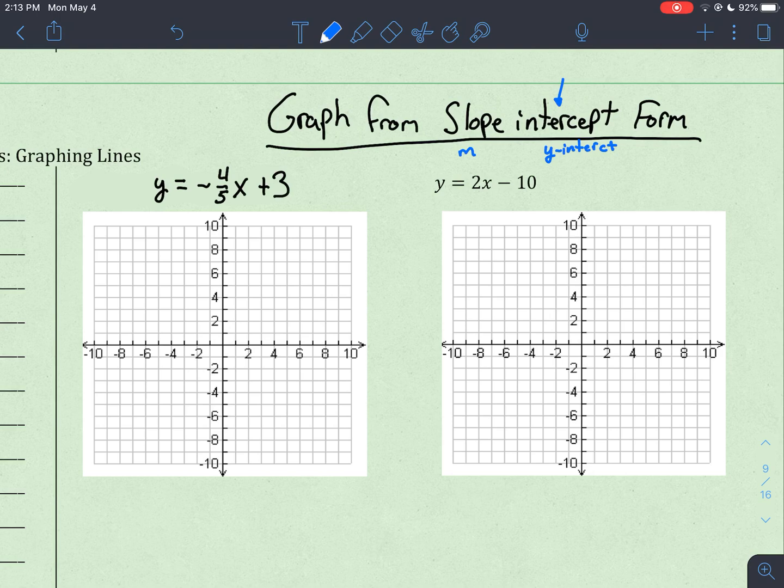So the y-intercept is going to be the point where the graph crosses the y-axis. The y-axis is this one, the vertical axis. This is going to be the spot where it crosses. So we're going to use the y-intercept to start. We're going to use our slope to navigate, much like point-slope form.